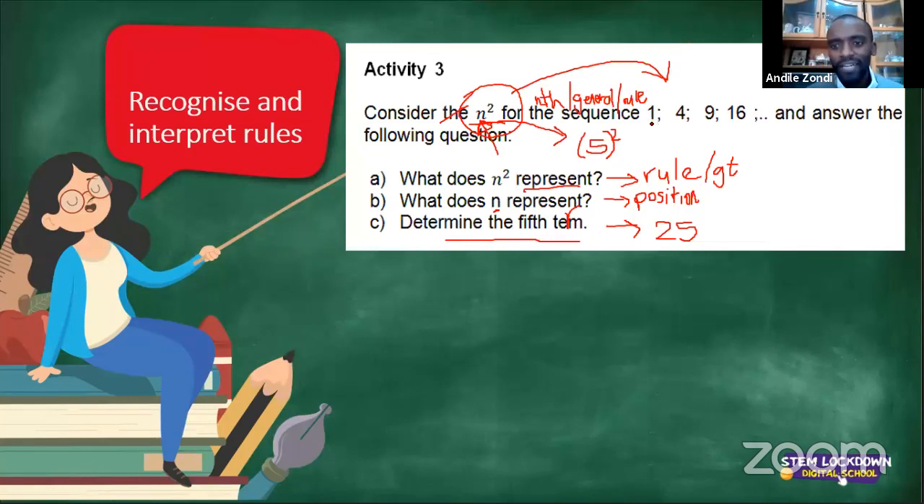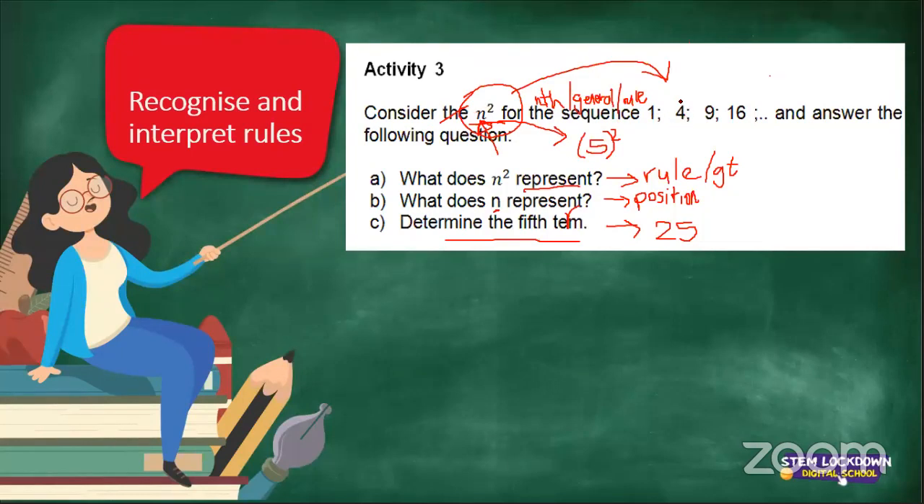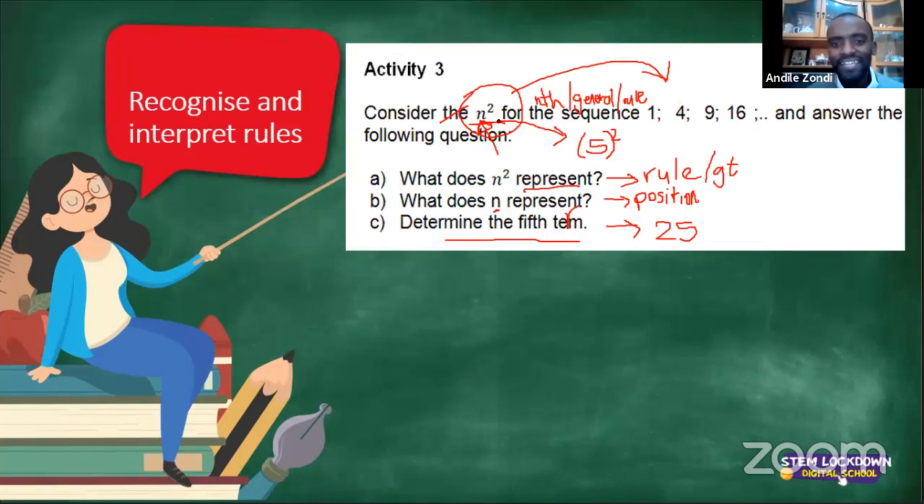By the way, here for 1, you got 1 by saying 1 squared is 1. For the second position, 2 squared is 4, right? 3 squared is 9, 4 squared is 16, and so on, right? Okay, let me move on.